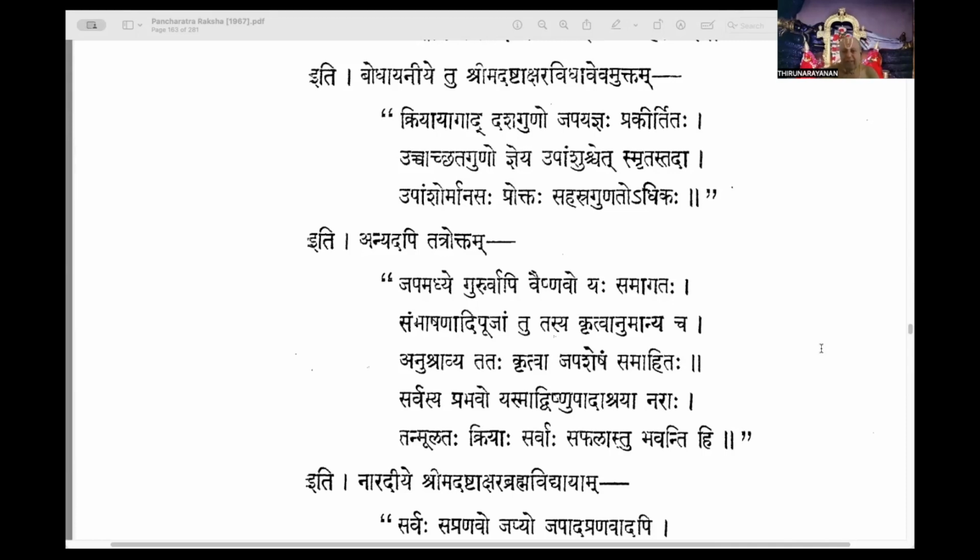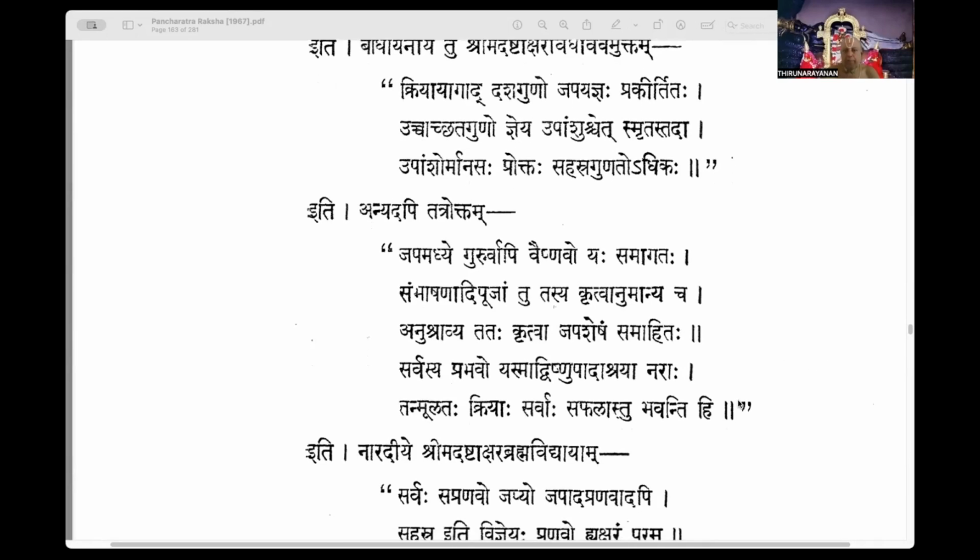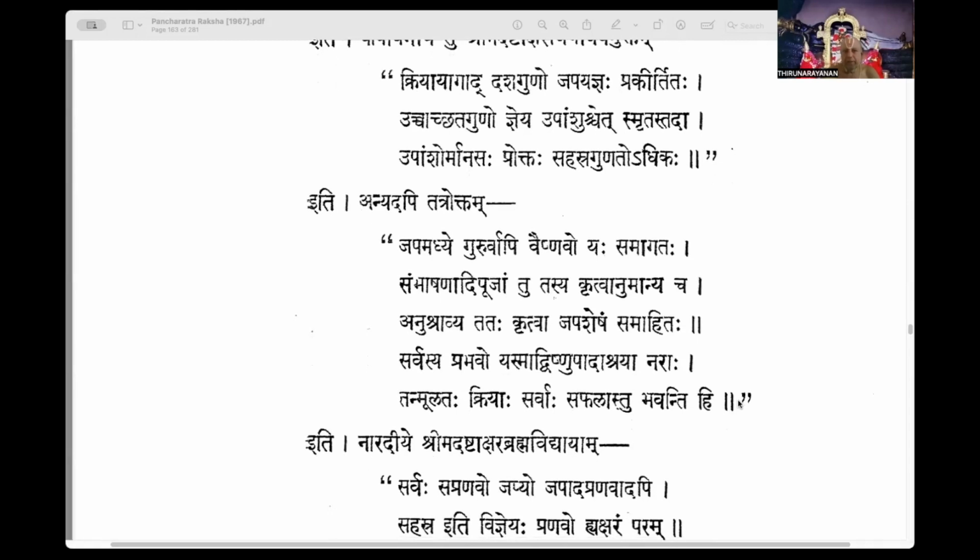So when you say it aloud, uchchaihi, when you shout the mantra, then it will become 100 times beneficial. 100-fold beneficial, shatagunaha, should be understood. Then upamshuhu. I am very much doubtful about the meaning.